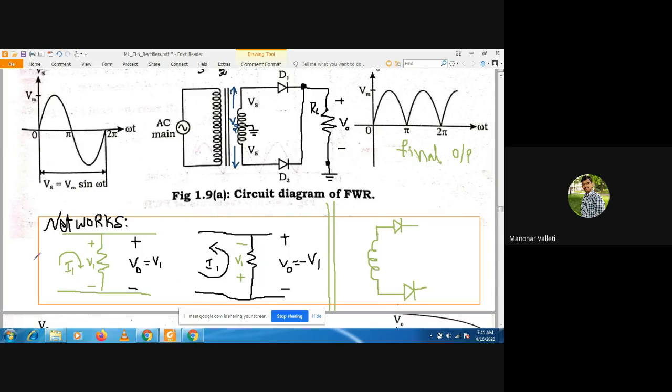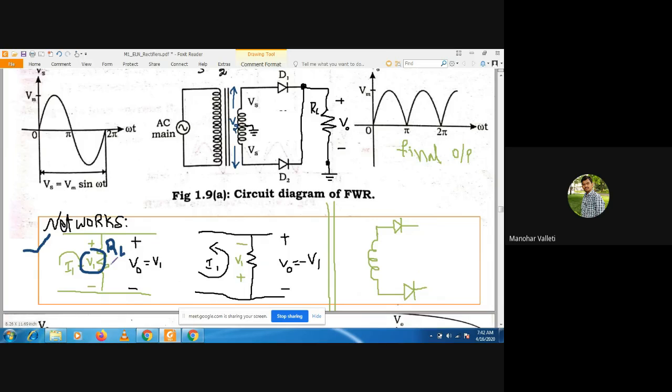So just assume that here, if the current is flowing clockwise like this, then what is the output voltage? As you know, to find the voltage across the RL resistance, you just multiply RL into I1, which will give you the voltage across the RL resistance. That I am assuming as V1.